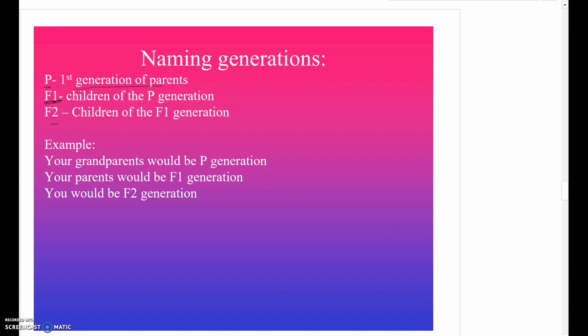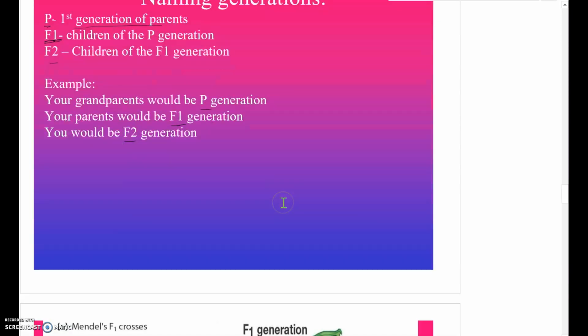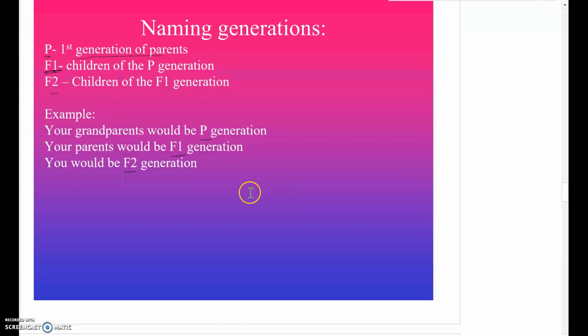So kind of thinking about this from your perspective, your grandparents would be the P generation, your parents would be the F1 generation, and you would be part of the F2 generation. Now this is important when we start to trace a particular trait through multiple generations. We might refer to being in the P generation or the F1 generation or the F2 generation to understand where we are in the inheritance of that particular trait.